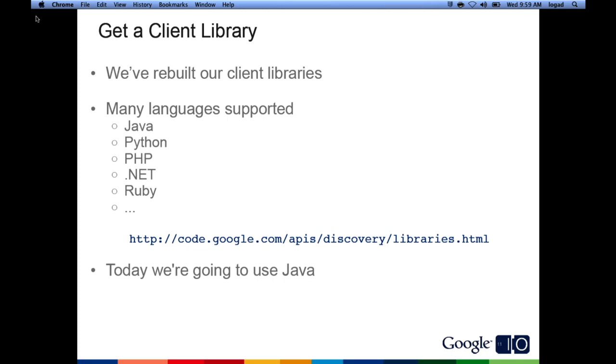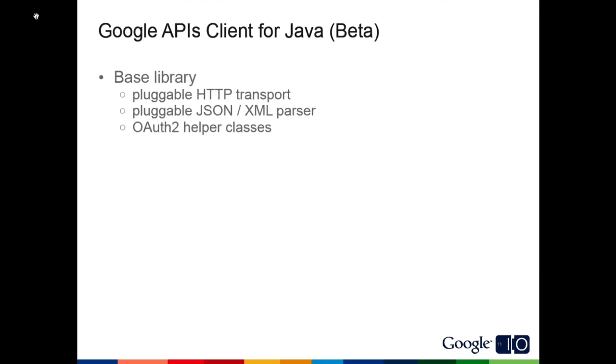Today, we're going to use Java. I hope that's appropriate for this audience. But the things I teach you will be applicable to any language, should you choose something else. I'd like to talk about the Google APIs client for Java. This is now in version 1.4 beta. At the bottom is a base library that provides mechanisms for building HTTP requests, creating and parsing those responses in JSON and XML, and OAuth 2 helper classes.